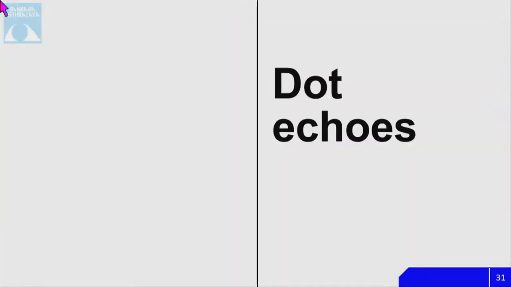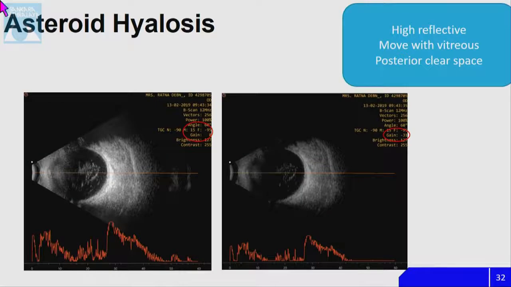So we are going to the differentials of dot echoes. The first is asteroid hyalosis. These are high reflective, grouped, clump-like echoes which move along with the vitreous, with a clear space between the echoes and the posterior hyaloid. So they are high reflective and the posterior clear space is there. To see the asteroid better, we reduce the gain. Here it is at -31 and it is still present.